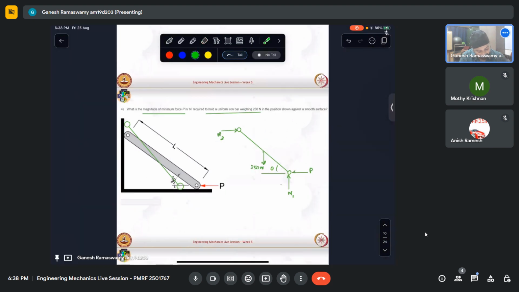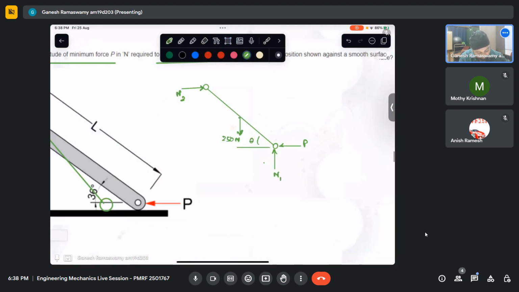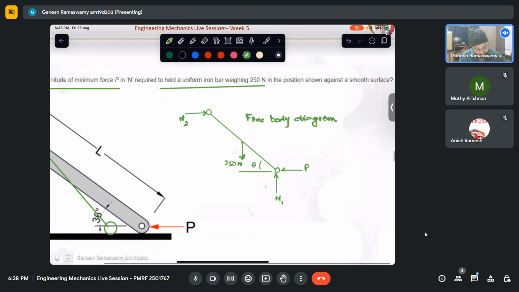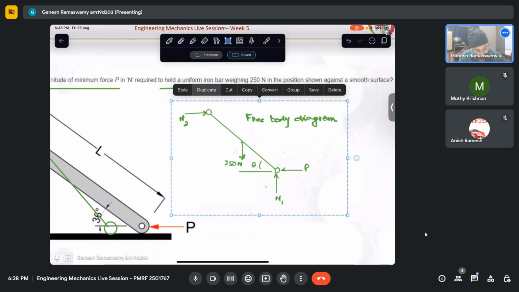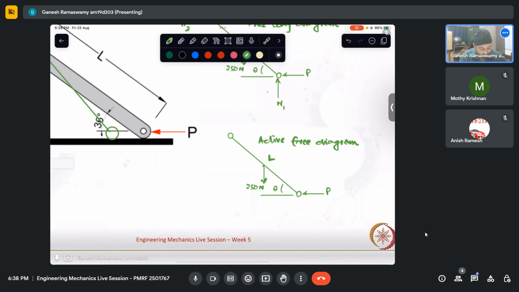So essentially what I have here is my free body diagram. Now what I'll do here is make a copy of this and remove the forces that are not doing any virtual work. So this is known as the active force diagram. So now we have come up with the active force diagram. This is L, the length is L.